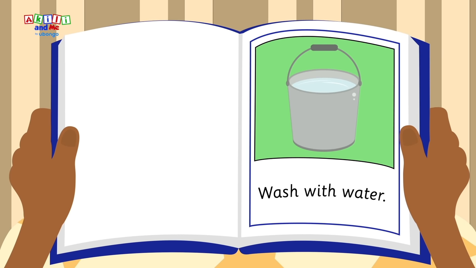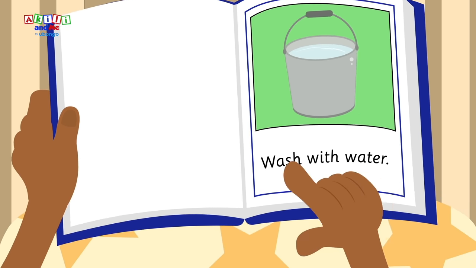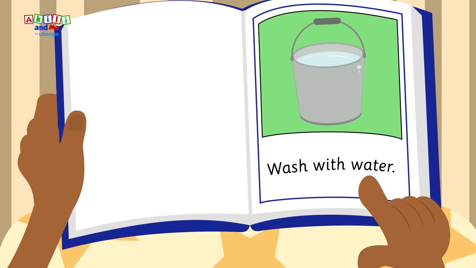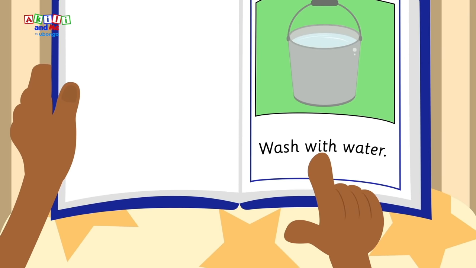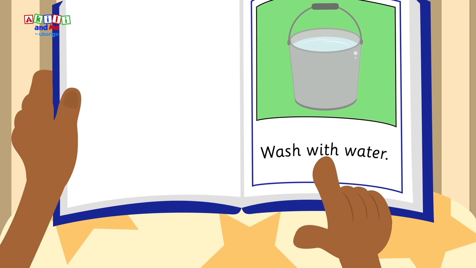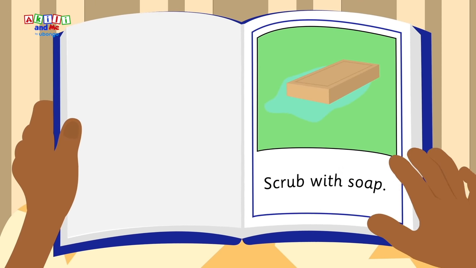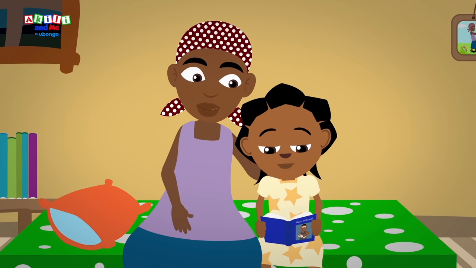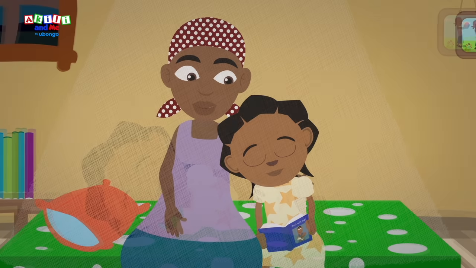Akili, can you point to the first word? Well done! Can you point to the next word now? Can you point to the first word? No! Try again, Akili. Yes, that's the next word. Each word is made up of a group of letters. What do you see on this page, Akili? Akili? Oh, Akili is falling asleep.